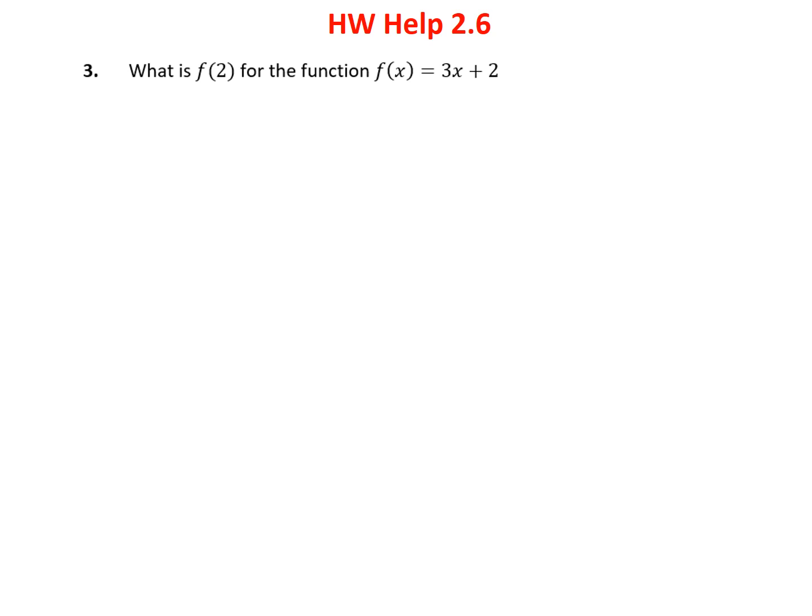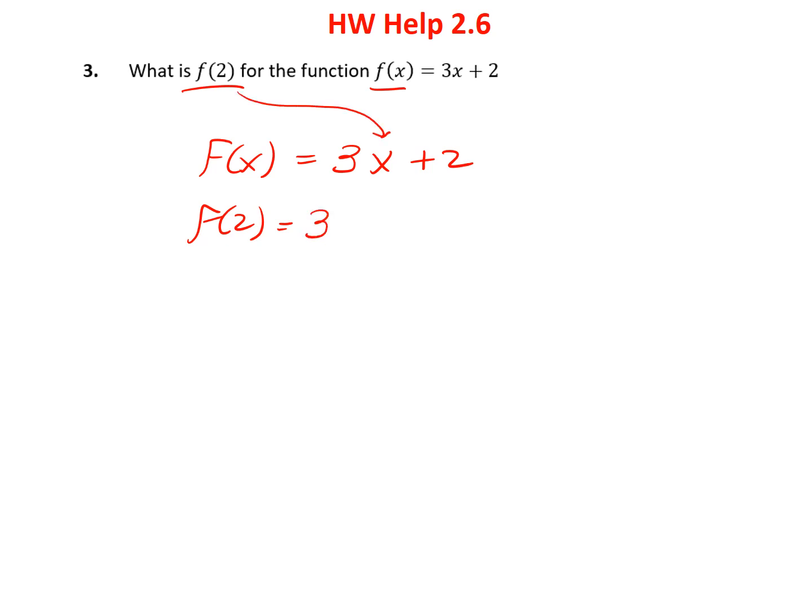Number 3 asks us this question: what is f of 2 for the function f of x equals 3x plus 2? A simple way to do this is first write down the function. The function f of x, this is not f times x, this is f of x, it's function notation, equals 3x plus 2. So if I want to find f of 2, all I do is put 2 into each value of x. So that's 3 times 2 plus 2. So we do multiplication first. 3 times 2 is 6, plus 2. And so our answer is 8. F of 2 equals 8.